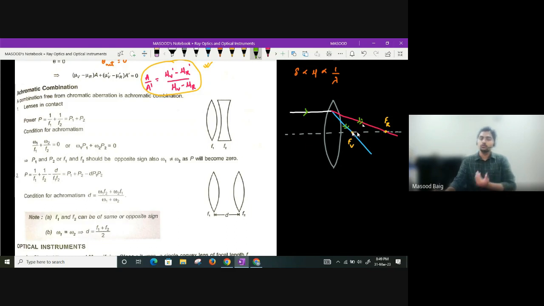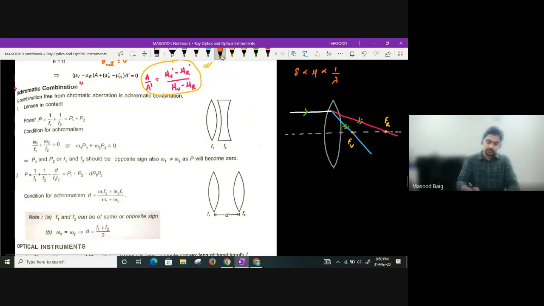If I want to remove this phenomena, I am going to make use of a combination called as achromatic combination. That combination free from chromatic aberration. What is chromatic aberration? It is that particular phenomena wherein different colors come to focus at different points on the principal axis. So if I want to remove this phenomena, I will use a combination called as achromatic combination. That combination free from aberration is called as achromatic combination. Two cases are available where we can use two lenses which are placed in contact with each other, or two lenses kept at some separation, guys.